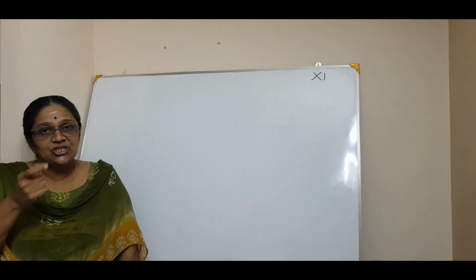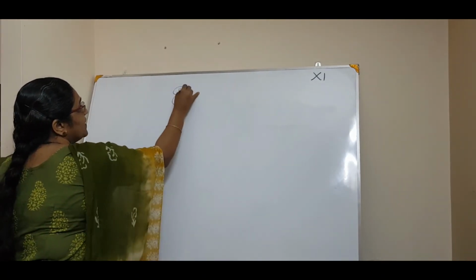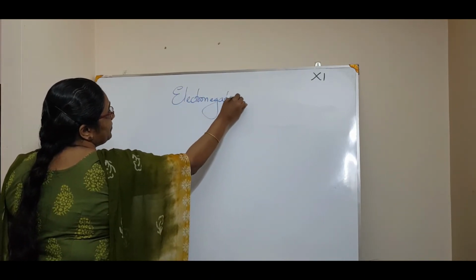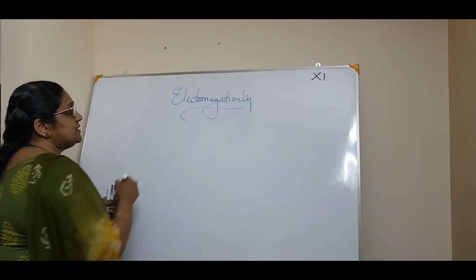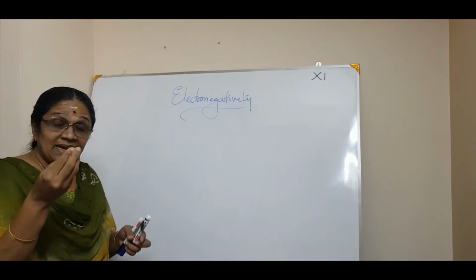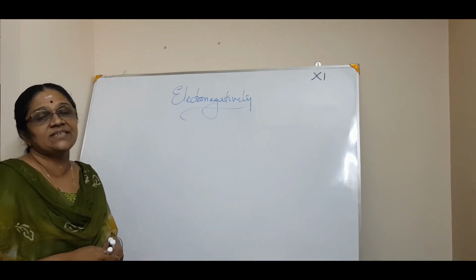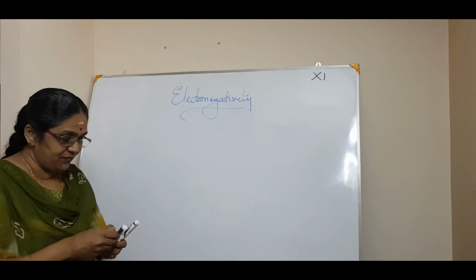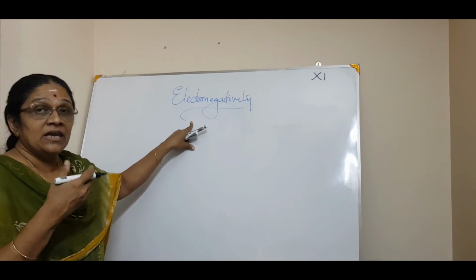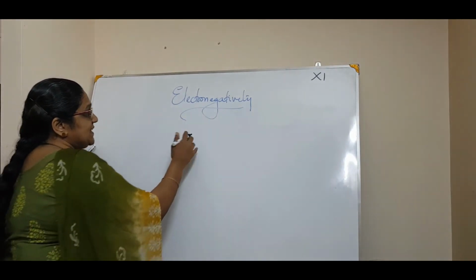That is the difference. Shared means, see, I will give an example. This is also very important. Electronegativity means it is the tendency of an element to attract the shared pair of electrons towards itself. That's the definition of electronegativity. For example, we can see this in ionic compounds as well as in covalent compounds.